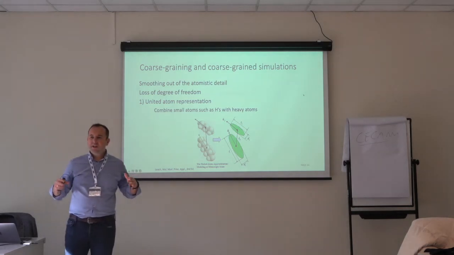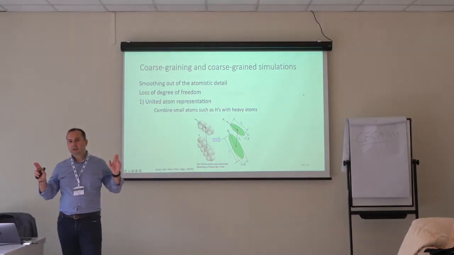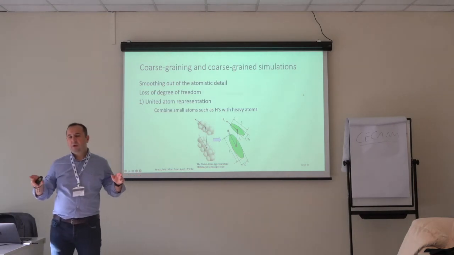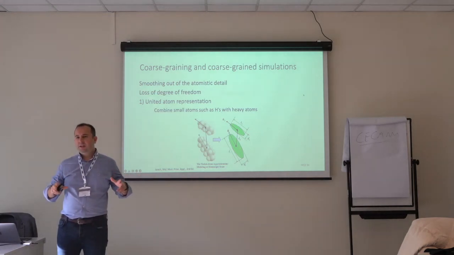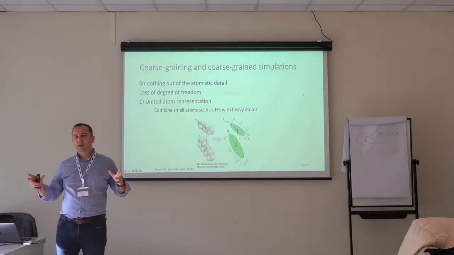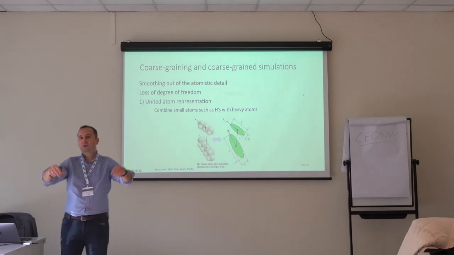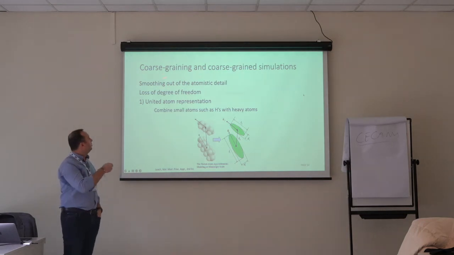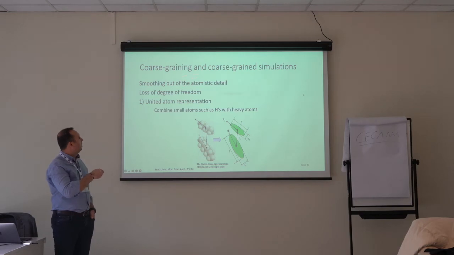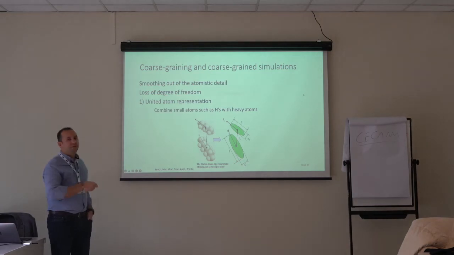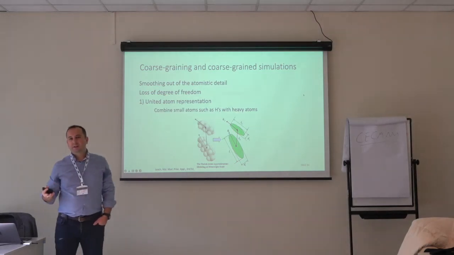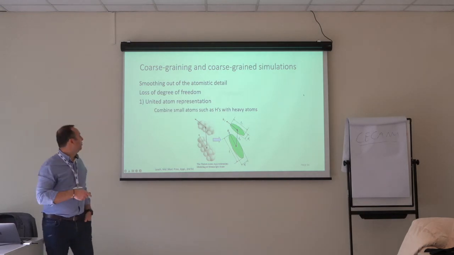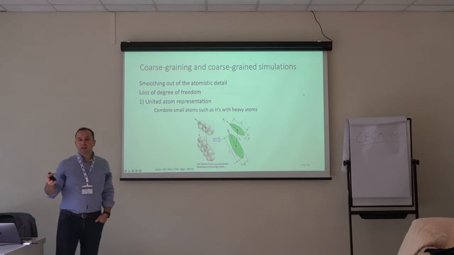In coarse grain representation, that is the same; this representation is valid as well, but instead of atoms, you try to build larger particles which represent chemical functional groups. That is one of the interesting definitions of coarse graining. Coarse graining means smoothing out of the atomistic detail, and you actually lose degrees of freedom, because the less detail, the fewer degrees of freedom associated with your system. You can make coarse graining in different ways.